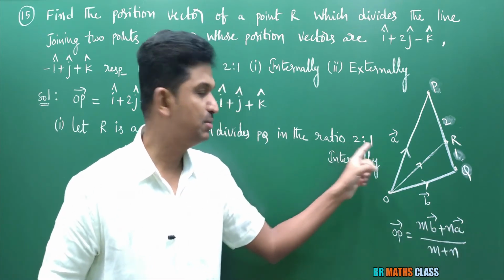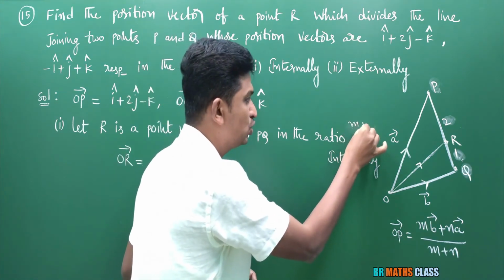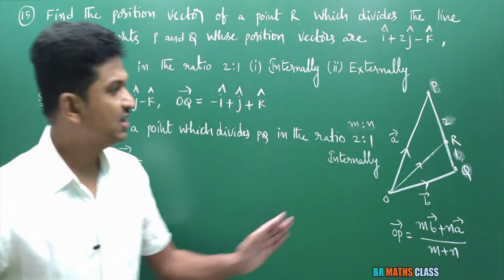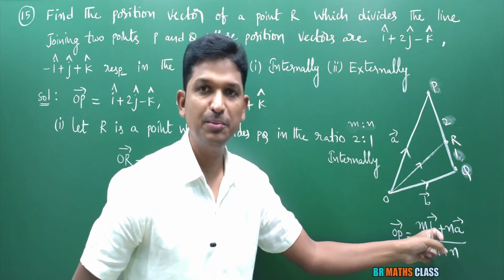Here, m:n means what they have given? Here the given ratio is 2:1. That means this is the ratio of m:n. Okay, here OP bar is nothing but A bar, OQ bar is nothing but B bar.